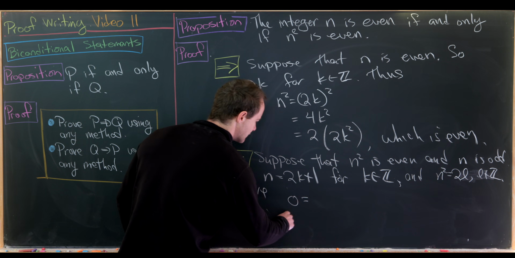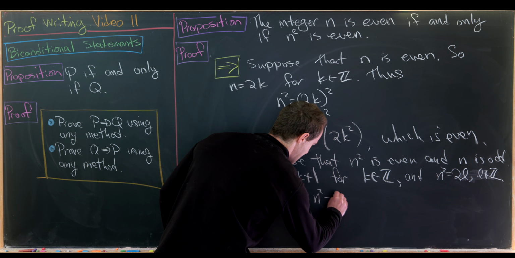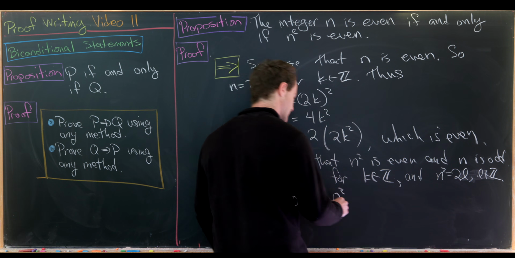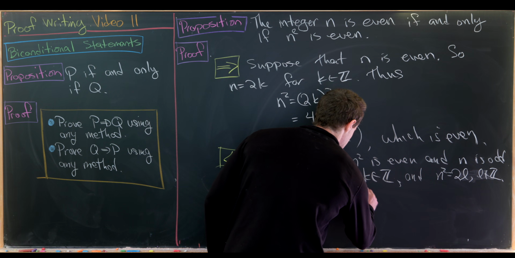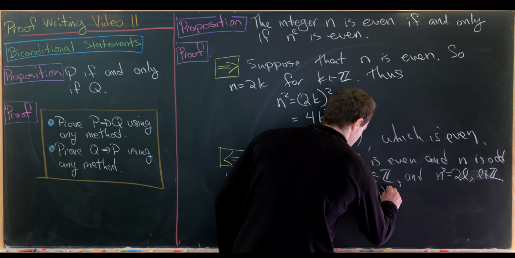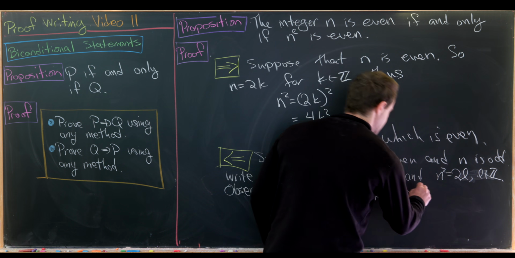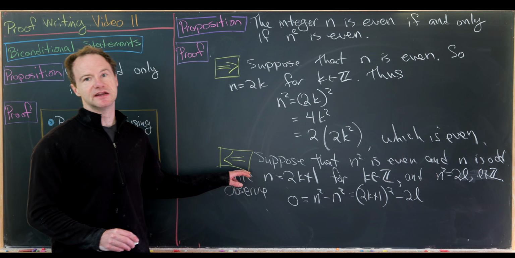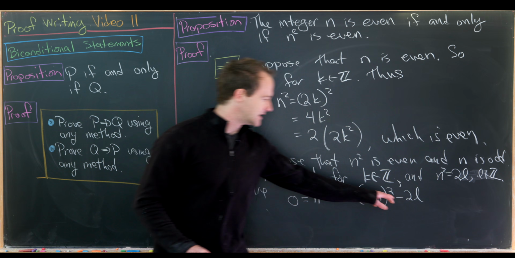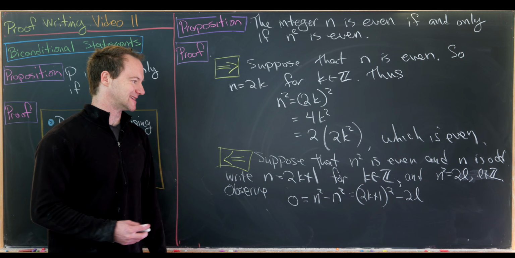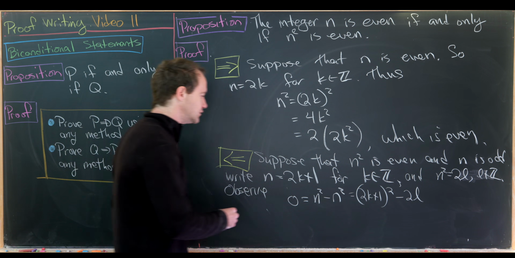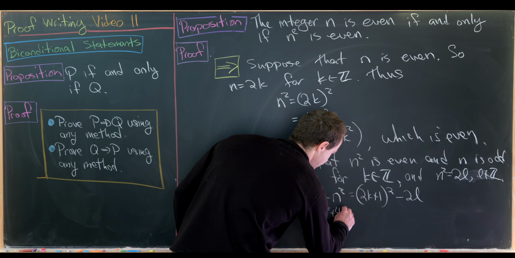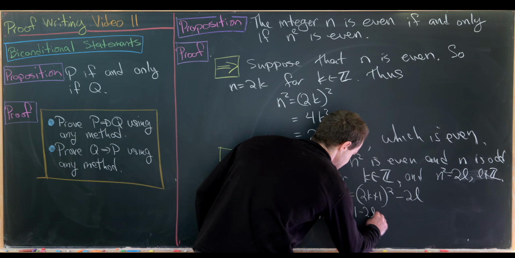So let's do 0 equals n squared minus n squared. But now let's use our two versions of n squared. So this is equal to (2k plus 1) quantity squared minus 2 times l, where the first version of n squared is taken from this expression, n is 2k plus 1, and the second is taken from our expression for n squared as an even number. Okay, so now let's do a bit of calculation. That's going to give us 4k squared plus 4k plus 1 minus 2l.